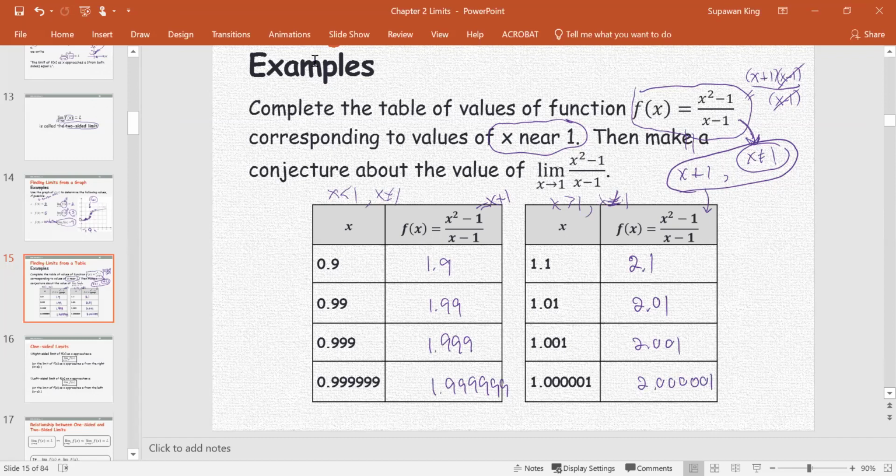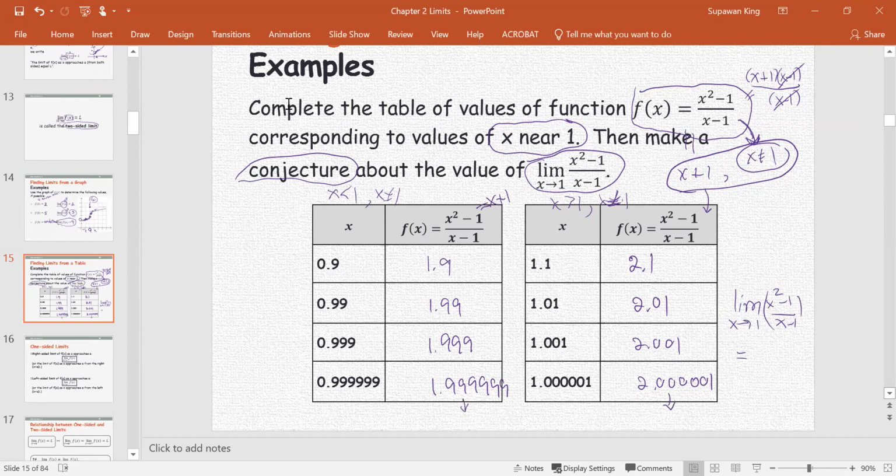How do we use this table to make a conjecture of the value of the limit? So this is the point of the problem. We're going to use a table to see what would be the limit of x squared minus 1 over x minus 1 as x approaches 1. Can you tell me what the value is approaching?